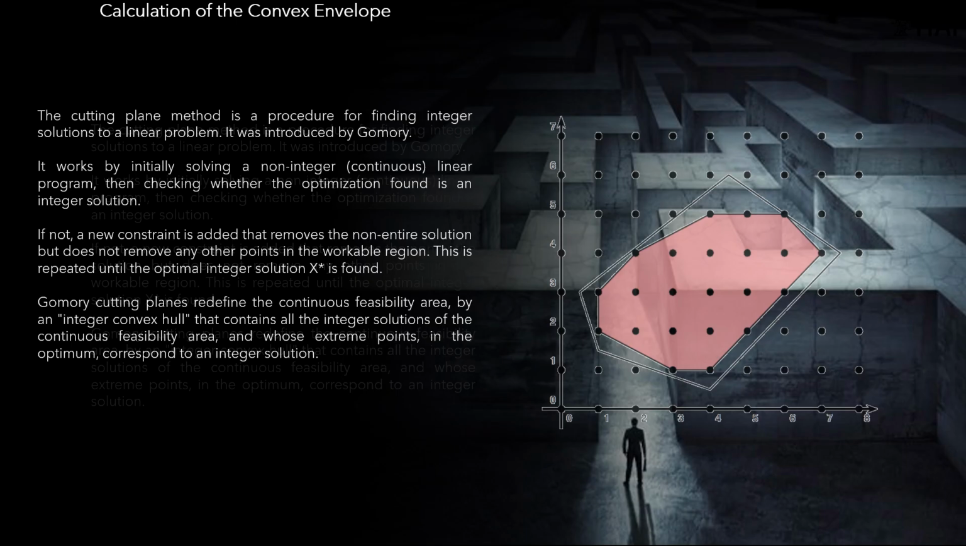Gomory cutting planes redefine the continuous feasibility area by an integer convex hull that contains all the integer solutions of the continuous feasibility area, and whose extreme points, in the optimum, correspond to an integer solution. Gomory created his method in 1958.